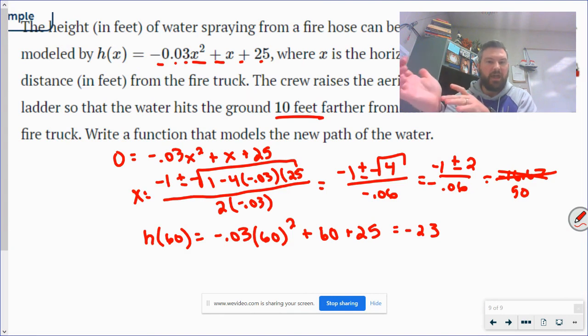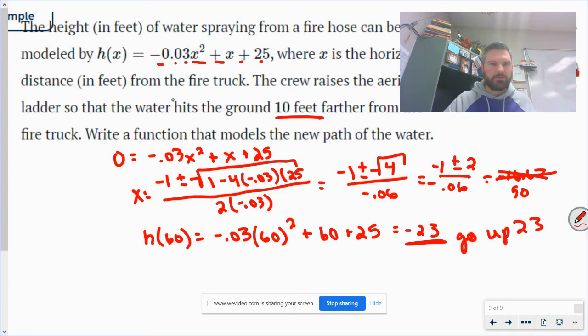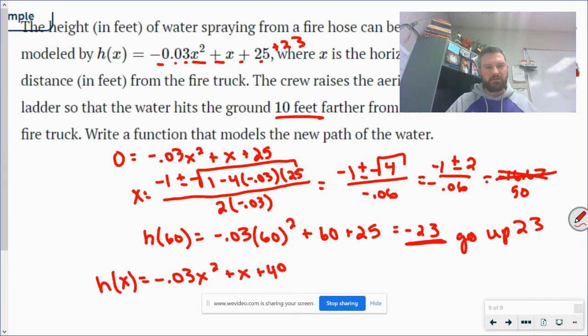So in order for that point to become a 0, I have to shift this thing up 23, because at that negative 23, I got to go up 23. So shift up, go up 23 units. So we're going to take this right here, and because it's a shift, it's a k outside of the function. We're just going to add 23 to this. Okay, so 25 plus 23 makes 48. So our new function, h of x equals negative 0.03x squared plus x plus 48.